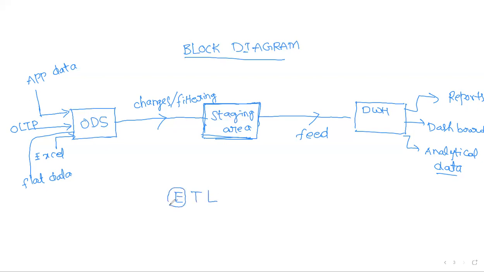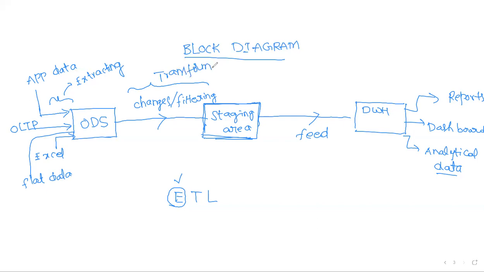So in this, the first thing is you need to extract data. So that is what actually happening here. You are extracting data from different sources like app data, OLTP data, Excel data, flat data. These are, I can say, heterogeneous, because I'm not taking all the data that is called homogeneous or similar. So heterogeneous data I am extracting and I am storing in operational data store. So that is the first term in ETL, extract. Then the second term is transform. See, here I mentioned already the different terminology, change or filtering. Actually nothing but transform.